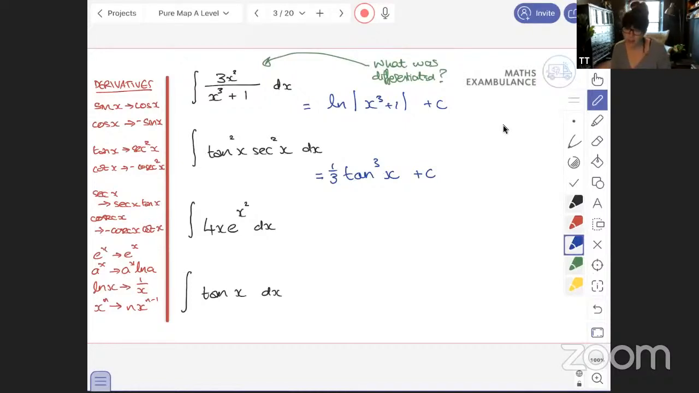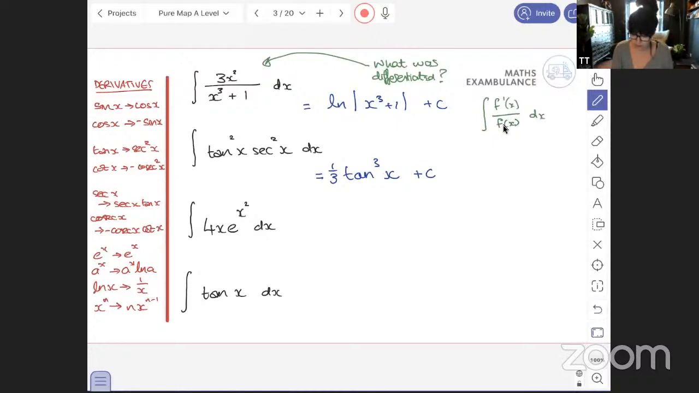How did I get tan cubed? I just looked at it. So the structure of what we've got here, the first one is a really, really common structure that you need to be aware of. It's got a thing at the bottom and then the derivative on the top. And the answer to that is ln of the bottom. That's what got differentiated.